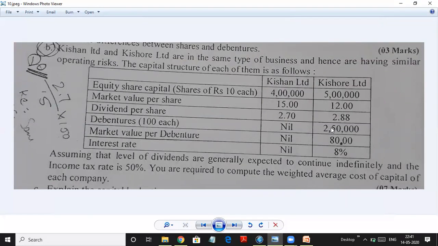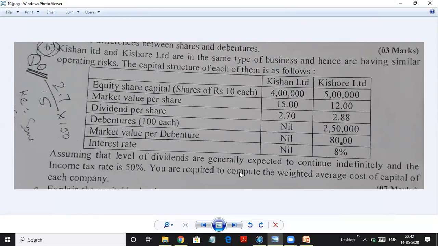Dividend per share 2.70 and 2.88. Debentures, 100 each is the value. It is nil for Krishna Limited. That means Krishna Limited has only equity, no debentures, and it is 2,50,000 for Kishore Limited. Market value per debenture nil and 80. It is not 800, it's 80.00. Interest rate, Krishna Limited has no debt, so nil, and Kishore Limited it is 8%.